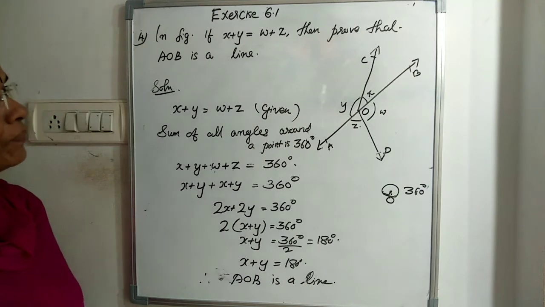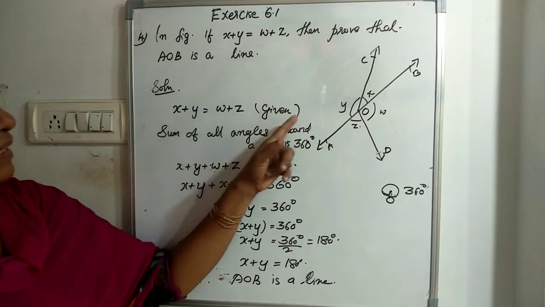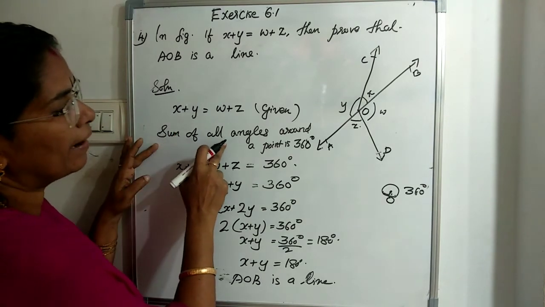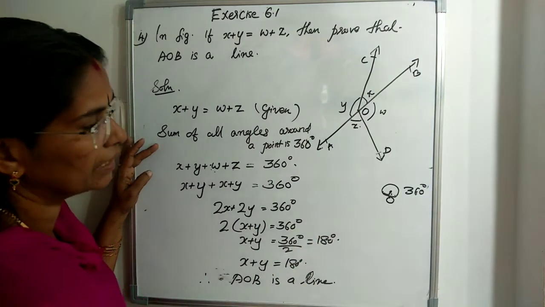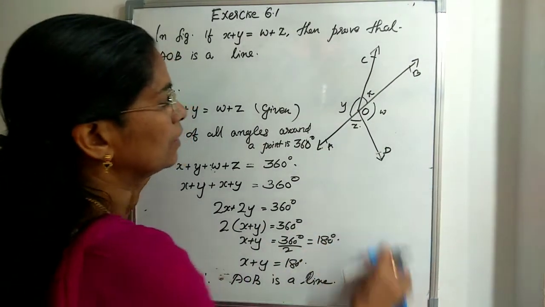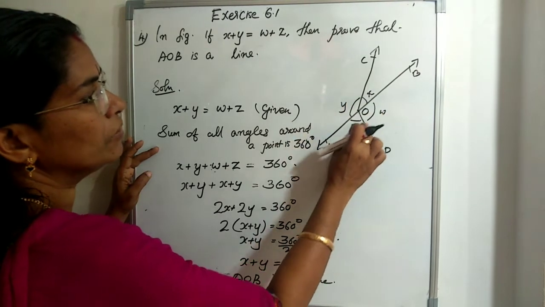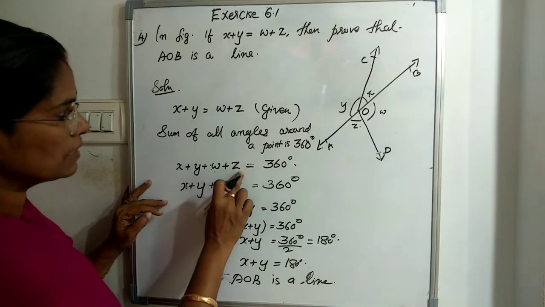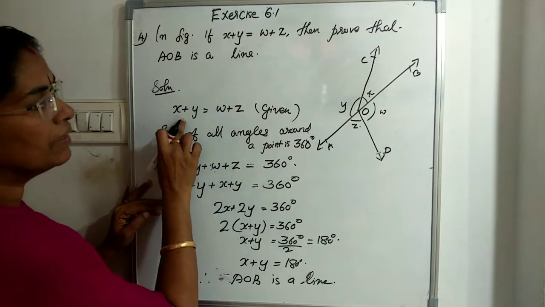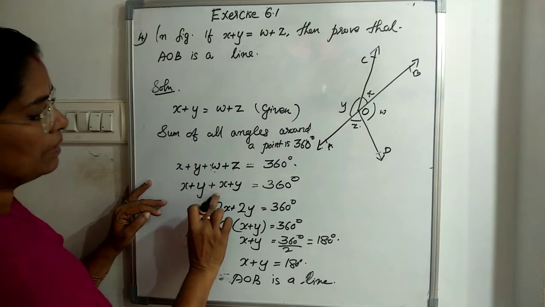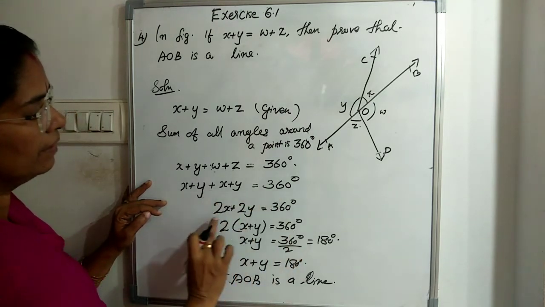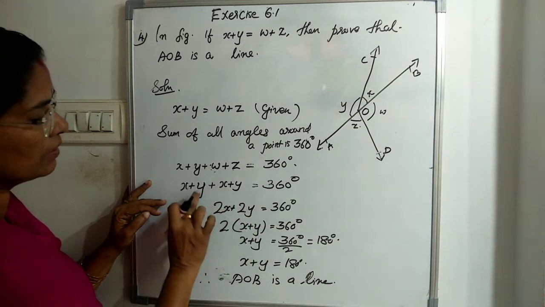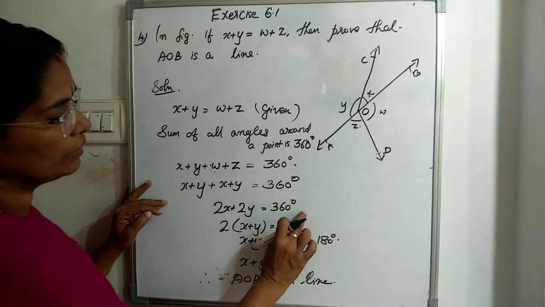One more time I will explain. x plus y is equal to w plus z, that is given. So we are applying this important point: the sum of all angles around a point is 360 degrees. Writing all the angles around O: x, y, w, z, adding all these, we get 360 degrees. Instead of w plus z, we write x plus y because that is given in the question. So adding like terms, x and x adding 2x, y and y adding 2y, equal to 360 degrees.